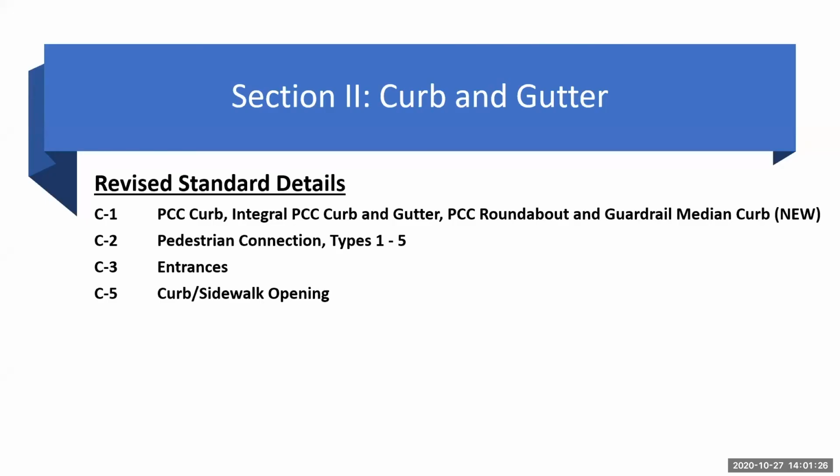Okay. So with that, we're going to go directly into section 2, curb and gutter. There were 4 different revised standard details: C1, C2, C3, and C5. And as we go through the presentation, I'll have a title slide like this at the beginning of every section saying what's been revised, deleted, or added.